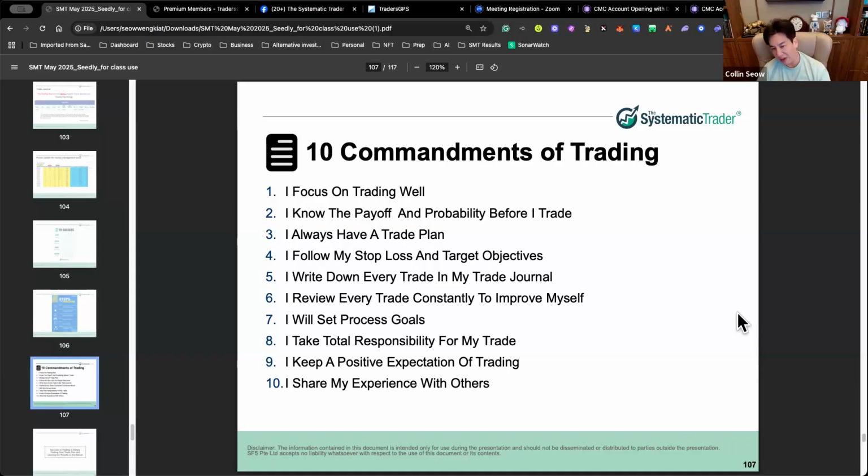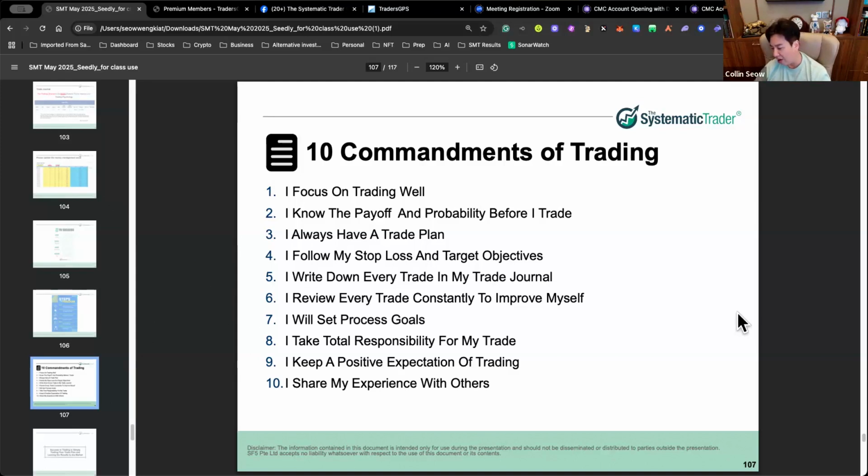Okay, follow a stop loss for your trade objective. Whether it's a stop loss price or a target price, execute accordingly. Okay. Number 5, write down every trade in a trade journal. 6, review every trade to constantly improve yourself. By reviewing, you improve. Your hard work is done in the review. Your hard work is not done in the clicking of the button. Type yes if you understand. The hard work is done on the reviewing of your trades.